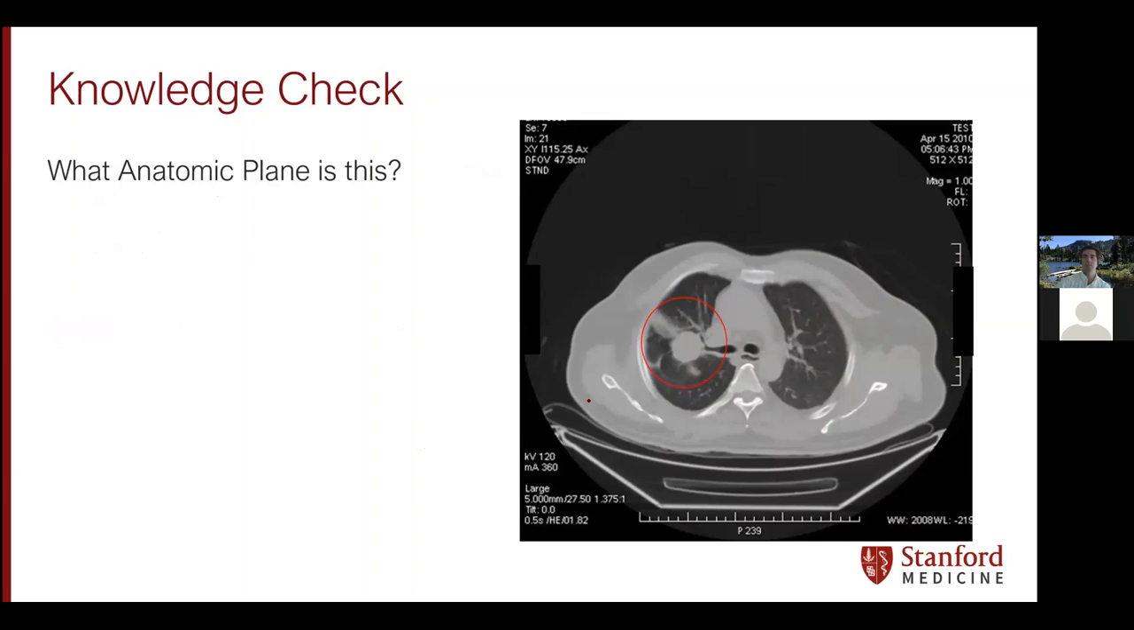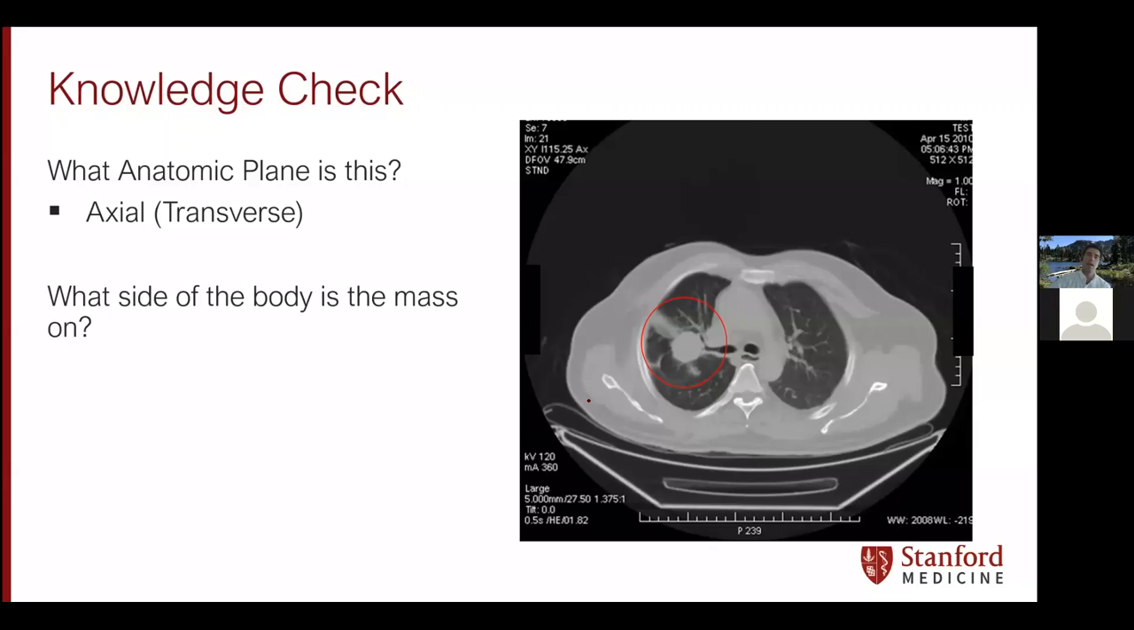Yeah, so you guys are absolutely right. So this is the axial or the transverse plane. So it's as if we're cutting straight through front to back, as if we're kind of like a donut almost. And then what side of the body is the mass on?